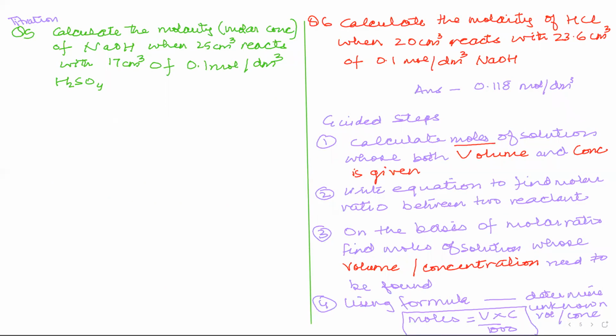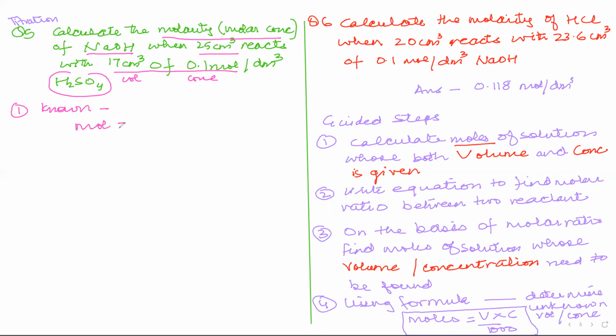Okay, this is the question which has been given to us. इस question में इन्होंने कहा है calculate the molarity or the molar concentration of NaOH when 25 cm cube reacts with 17 cm cube of this mass concentration. तो इन्होंने सल्फ्यूरिक एसिड की दोनों चीजें दी हुई हैं, volume भी दिया हुआ है, concentration भी. तो step 1 जो known है, जिसकी known all the quantities are given, we will be starting with that. हम इसके number of moles निकालेंगे.